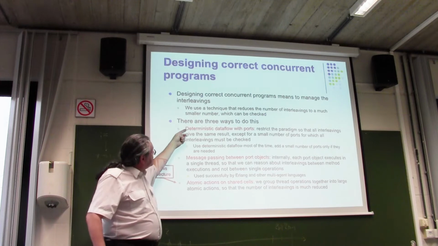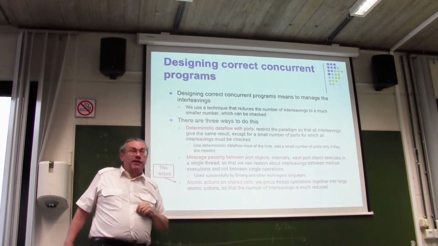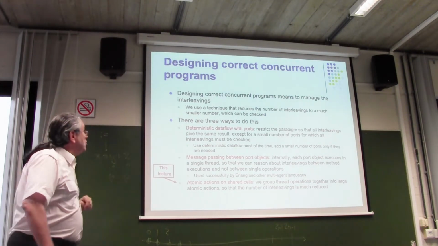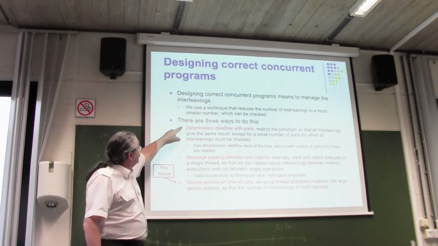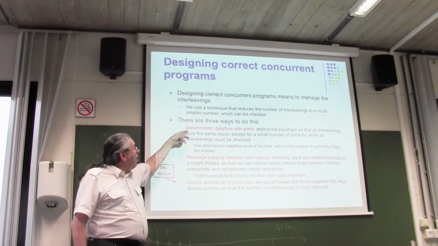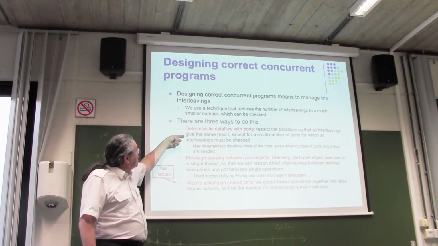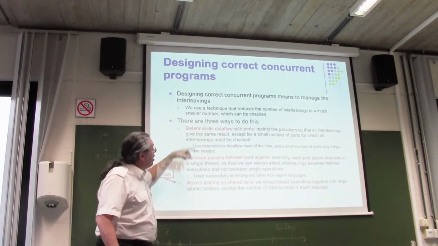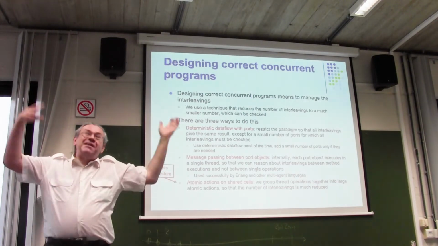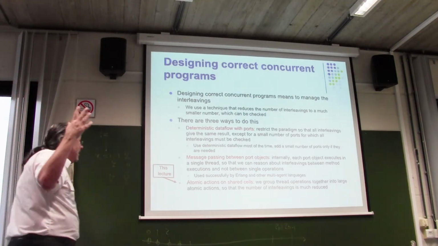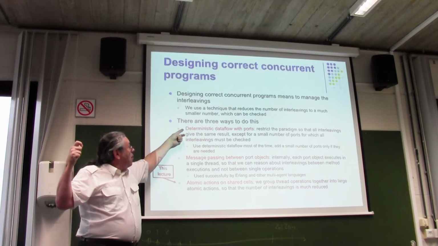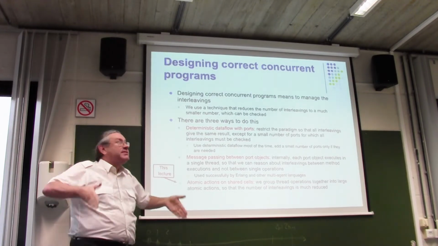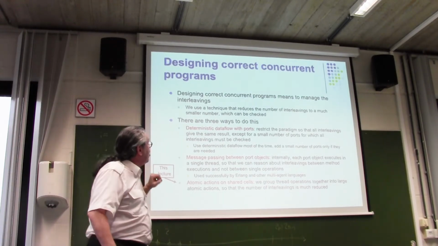Deterministic data flow with ports isn't the best way, because it uses Church-Rosser. Deterministic data flow says all interleavings give the same result if you don't use ports. If you don't use ports, they all give the same result. So we don't care. That's the best solution. It works for all interleavings because the paradigm is designed that way, okay?